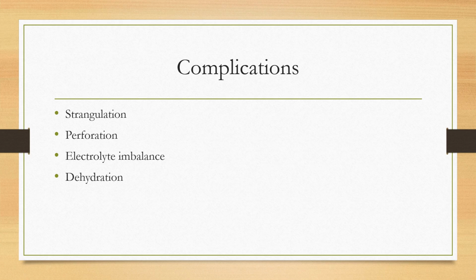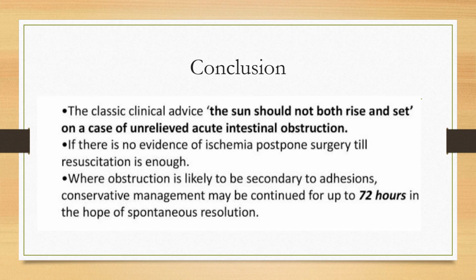Then we have the complications if not operated. It can lead to strangulation. Strangulation means the blood supply is compromised and the bowel becomes gangrenous in that portion. Then perforation: the proximal segment, which is already dilated, can perforate. Then electrolyte imbalance and dehydration.